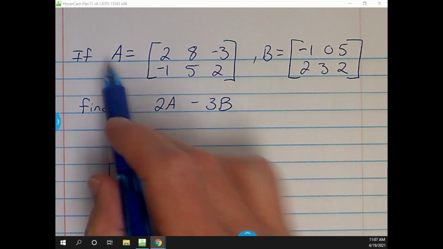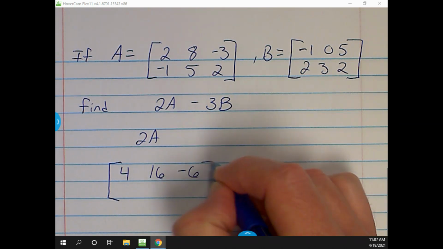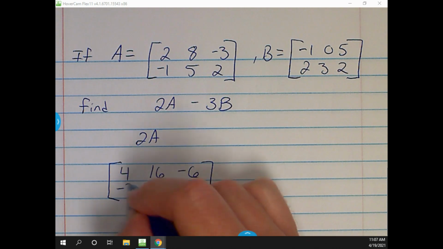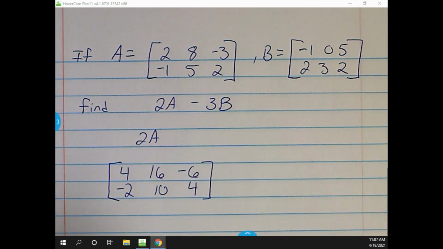Take every single number here and double it, so that makes it 4, 16, negative 6, negative 2, 10, and 4.